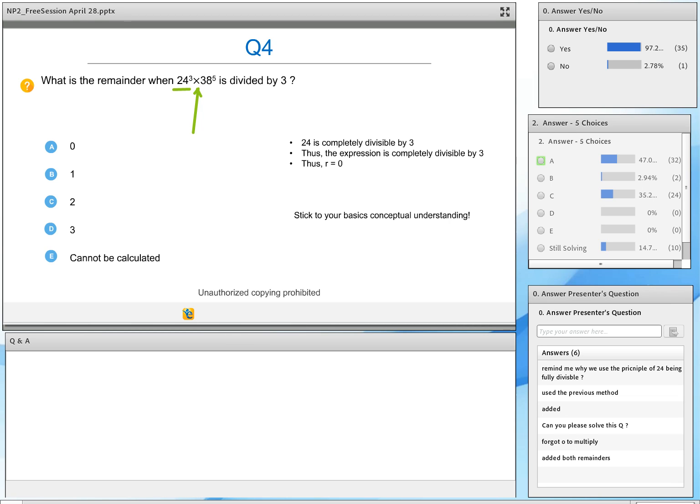Remind me why we use the principle of 24 being fully divisible, because that's what you have to figure out. I mean, what is the remainder when this product is divided by 3? You see that 24 is always divisible by 3, so the remainder is always going to be 0. This entire term is completely divisible by 3. Why? Because 24 is divisible by 3. Okay, so you're just making observations. All right?